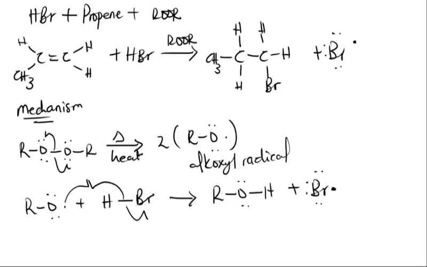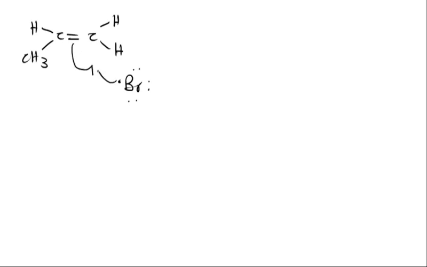Now once we have this bromine radical, it will come and attack the propene for us to get our product. So let me do that on a new page. So we have our propene, CH3, doubly bonded to another CH, then H. So we have our what? Br radical. So this bond will come, then this will also attack to form our what? Our radical intermediate.